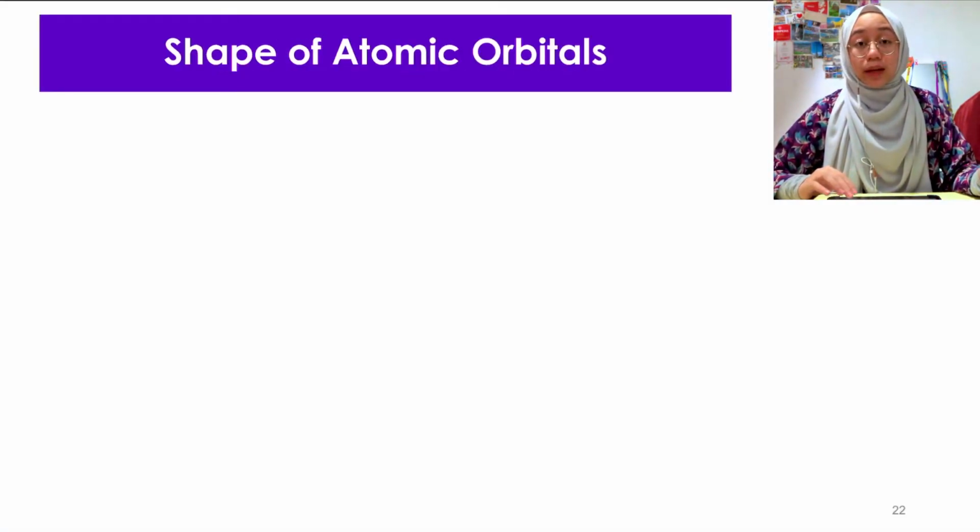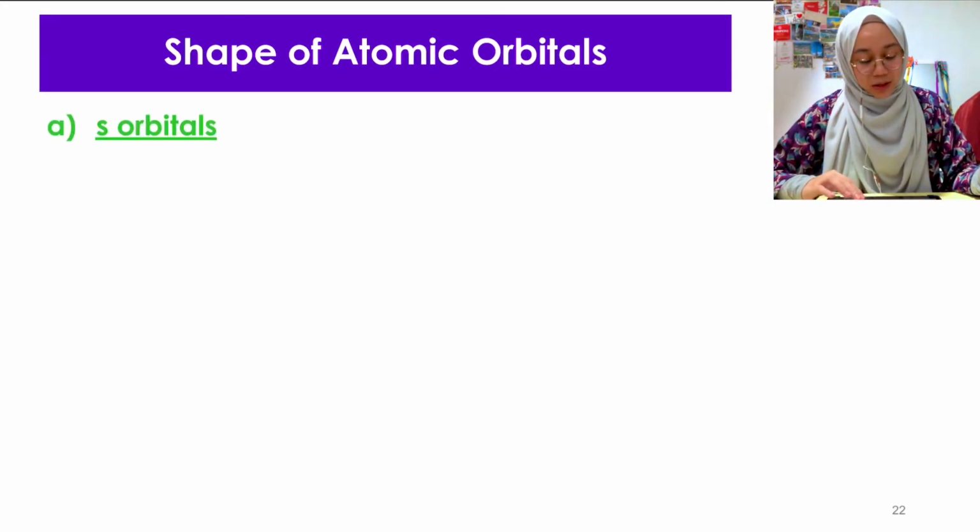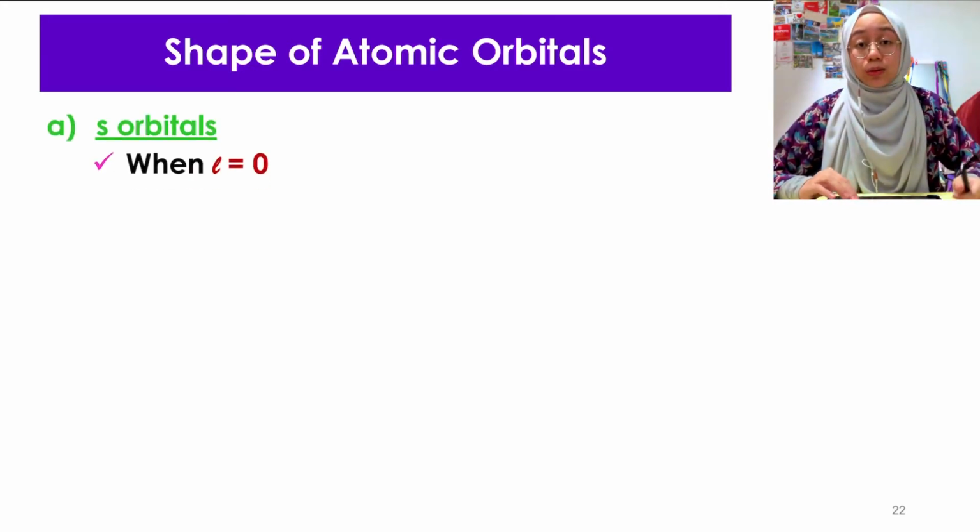Alright, so let's have a look at the s orbital first. So s orbital is when L equals 0. Okay, L is the azimuthal quantum number, or angular momentum quantum number, or another name, subsidiary quantum number. The quantum number L defines the shape of the orbital. So depending on the value of L, it will give you a different shape of the orbital. In the case of s orbitals, it is when L equals 0.